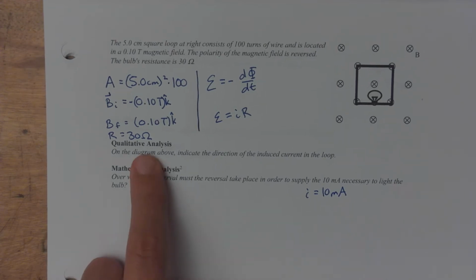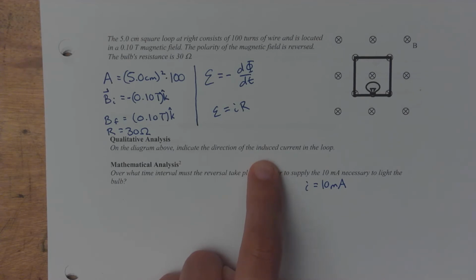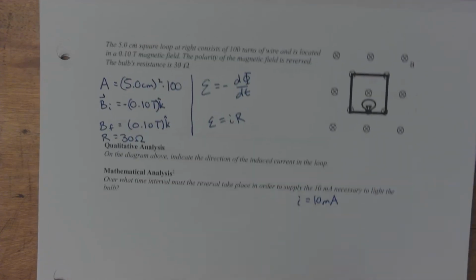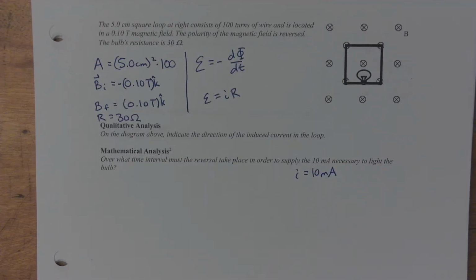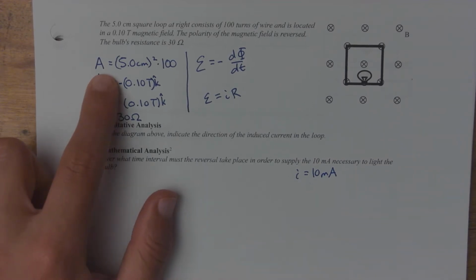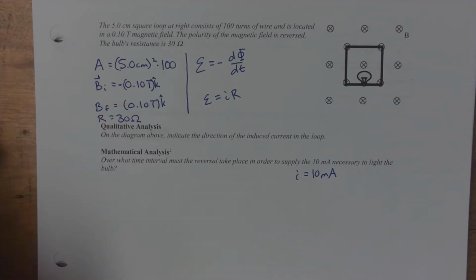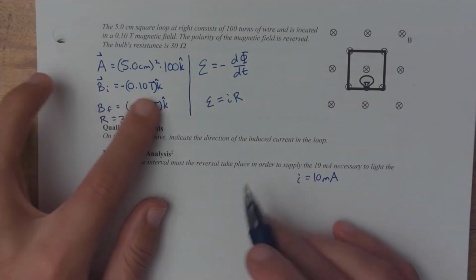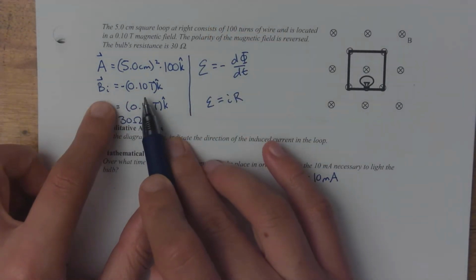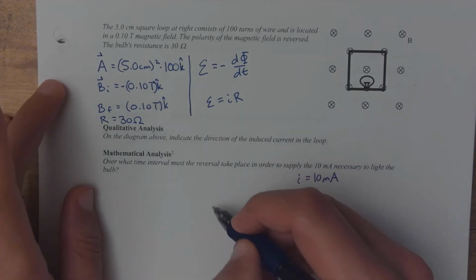So I'm going to skip the qualitative analysis, and I'm going to see if I can figure out the direction of the induced current just based on paying attention to the signs, which we talked about in one of the previous videos. So to do that, I have to define the direction that the area vector is pointed in. So let's say the area vector is pointed out of the page. Then initially, the magnetic field's pointed into the page, so my initial flux is going to be negative.